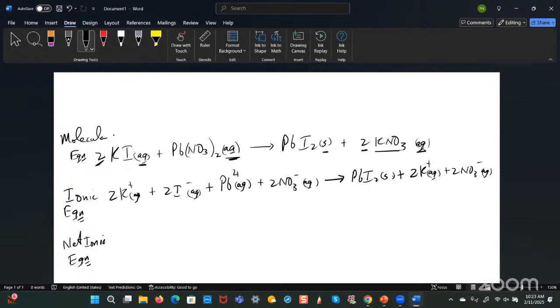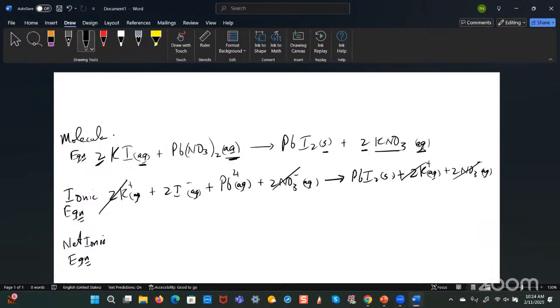We cancel out the, exactly, in other words, the spectator ions, right? Okay, so in this particular case, what are the spectator ions you can identify? Okay, 2K plus, anything else? Nitrates here and here. And there's nothing else that you'll be able to cancel out.